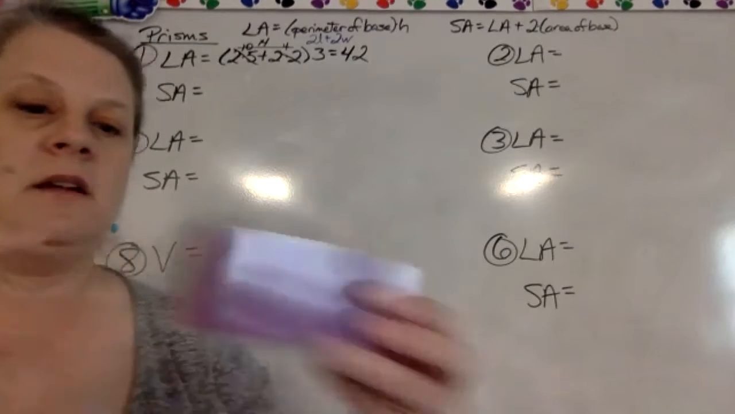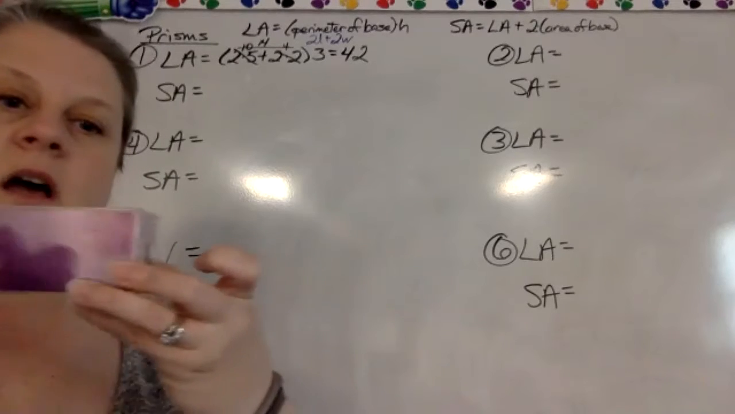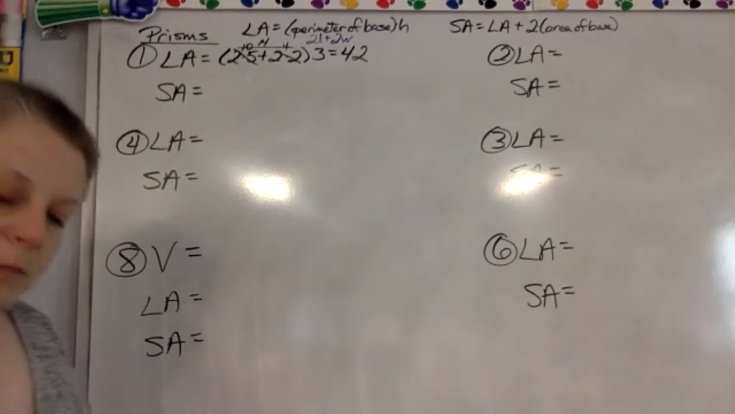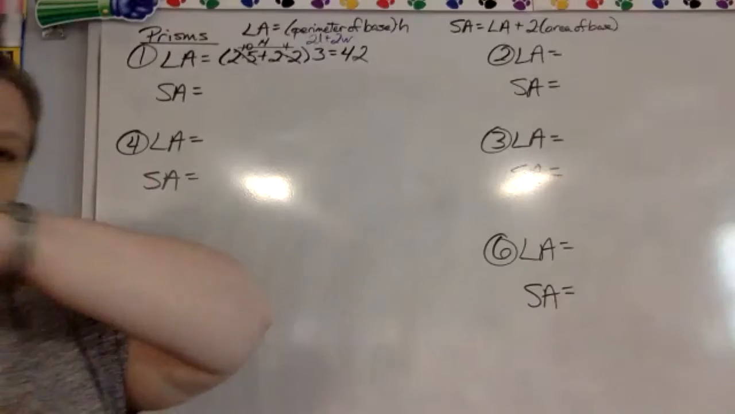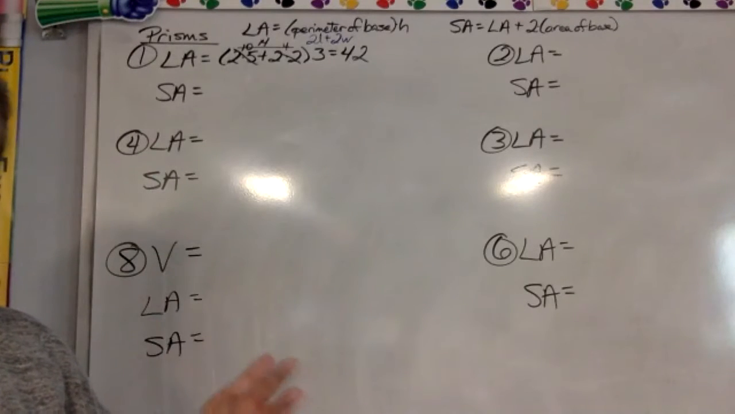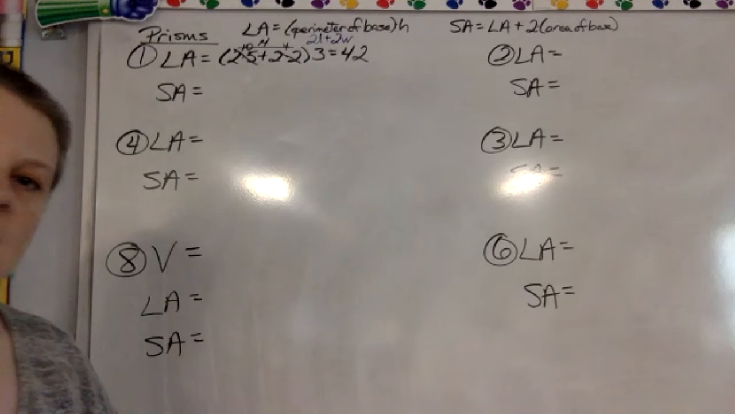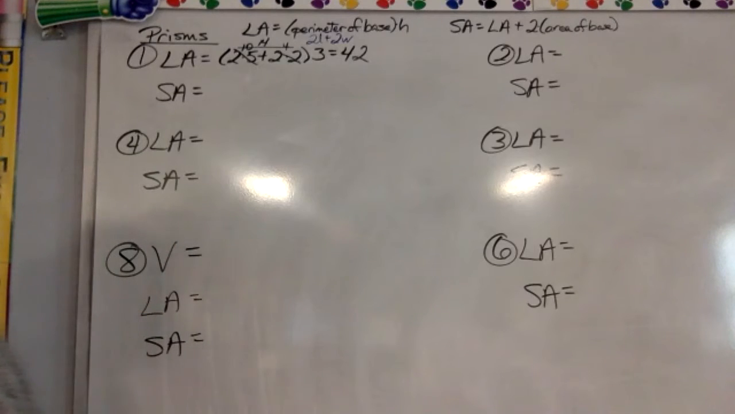That would be the sides that are standing up, connecting the 2 bases together. Okay, your base in number 1 is the top and bottom of it, it's like a box. Okay, so the bases are the top and bottom, and the lateral area is just adding up all the sides.